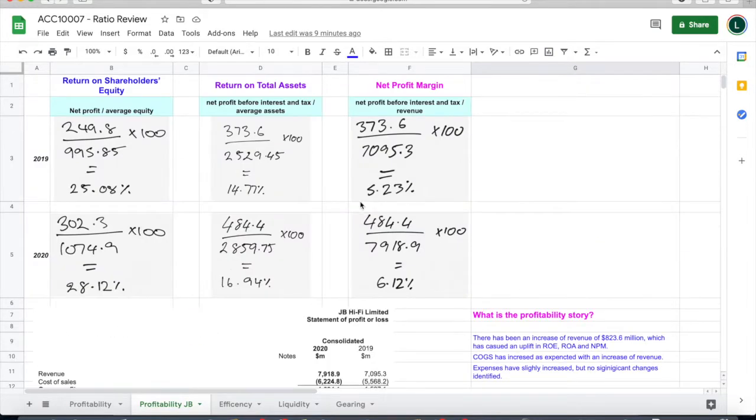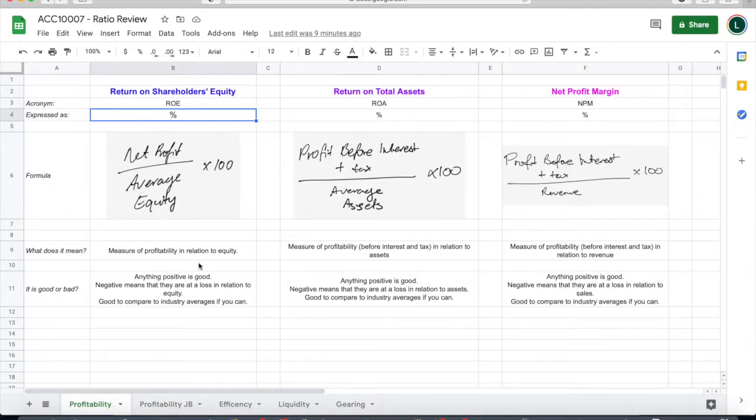So there we go, that's our profitability. Let's jump over here. This is basically what we need to know. There are tons of other ratios, but you can't learn everything. So I think learning the core is good and having a good solid understanding of what every ratio means.